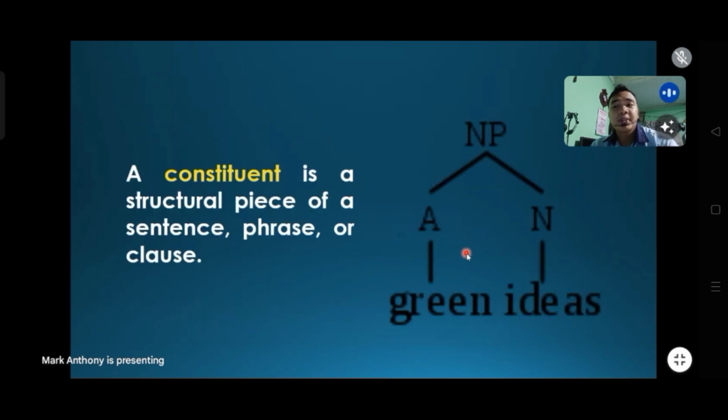A constituent is a structural piece of a sentence, phrase, or clause. For example, what we have here is an NP. NP stands for noun phrase. The noun phrase is an example of a constituent. However, the noun phrase is divided into two different subconstituents. Here we have an A and N. The noun phrase is divided into its two subconstituents.